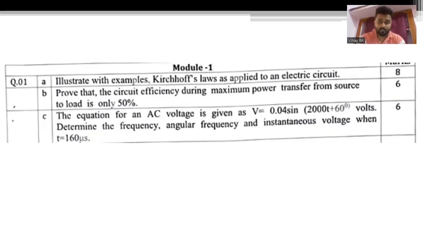In module 1, observe the questions here. The first question is: illustrate with examples Kirchhoff's laws as applied to an electric circuit. Most students just write the statements. You're not going to explain anything about what KCL or KVL is, so they will lose the marks. What you have to do is write the statement and give some example. You have to explain that along with the sign convention, because it will carry 8 marks.